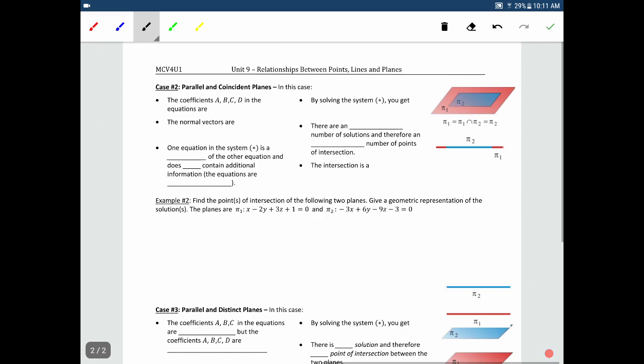So let's flip over and take a look at case 2. This is where we have parallel planes that are also coincident planes. In other words, this is the one where they're kind of on top of each other. They're essentially the same plane. We're just writing it out twice.